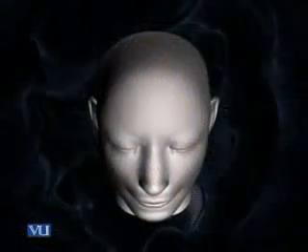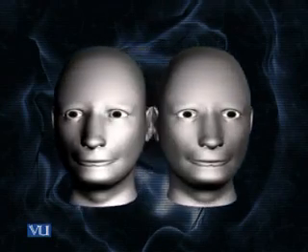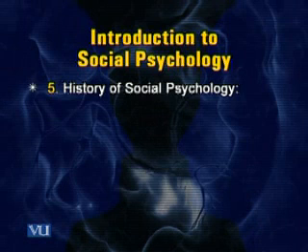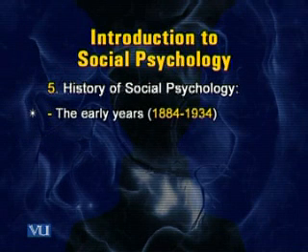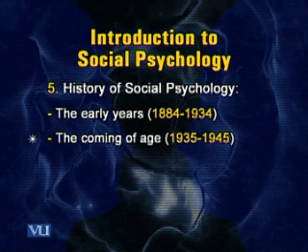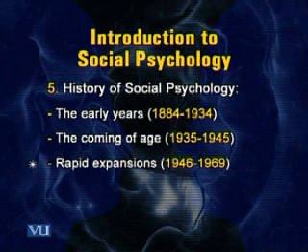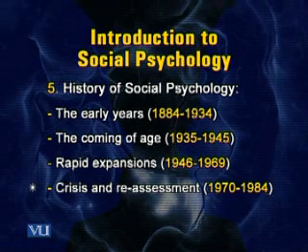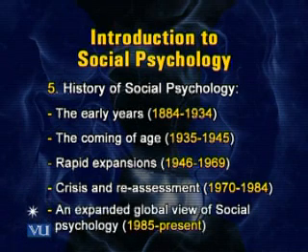Now we will shift to the last topic of this lecture, that is the historical roots of social psychology. I'll show you one slide which will describe the different periods that social psychology's history can be divided into. The first period is between 1884 and 1934, the early years of the history of social psychology. The second period is the coming of age between 1935 and 1945. The third period was of rapid expansion between 1946 and 1969. The fourth one is the crisis and reassessment period, between 1970 and 1984. And the last one is an expanded global view of social psychology, from 1985 to the present.